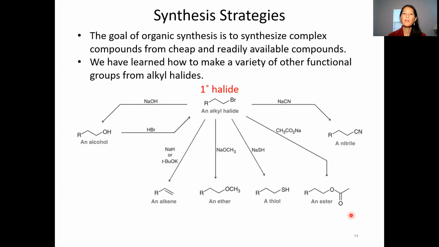Okay, 2 slides on just your overall synthesis strategies. This is first a primary halide that we're going to work with. Before I get into that though, I just want to really impress upon you the key to synthesis is really synthesizing a variety of different types of organic compounds, some of them complex, but we want to do this in an efficient manner with cheap and readily available compounds.